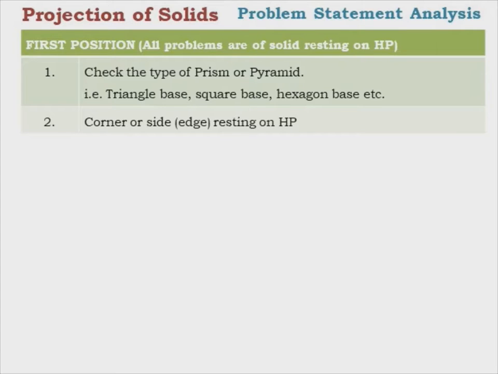The problem statement can be sorted out in 3 steps. All the problems we are going to discuss are with solid resting on HP for the first position. So in first position, first we will check the type of prism or pyramid, that is whether it is a triangular prism or triangular based pyramid, a square based prism or square based pyramid, etc. Second, we check whether corner is resting on HP or side is resting on HP.